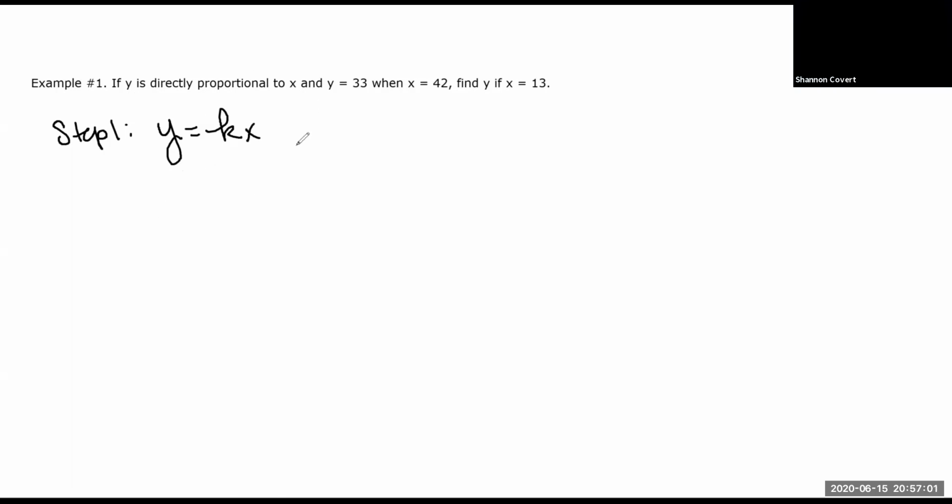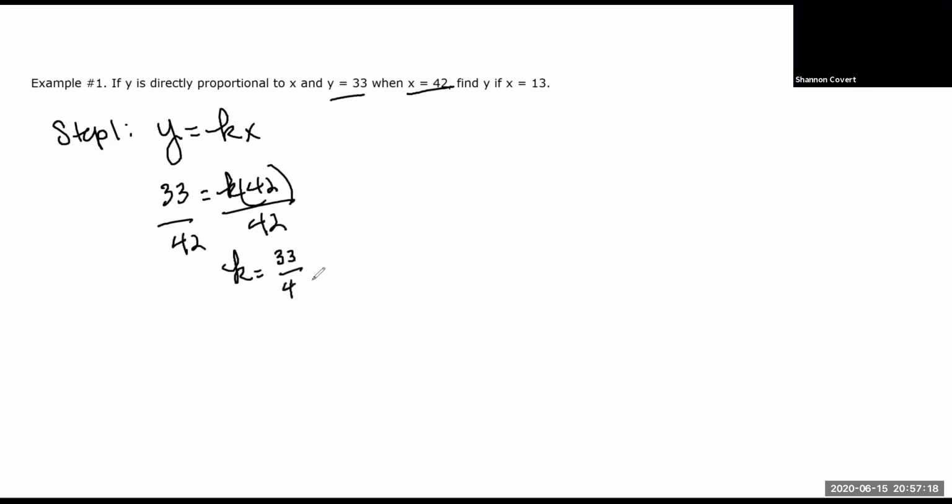Finding our value for k, we're going to plug 33 in for y, 42 in for x. Divide both sides by 42. K equals 33 over 42. If you would like to, you can reduce that if it's a fraction that can be reduced, or you can leave it as is. That is entirely up to you. 3 will go into both of those. 3 divides into 33 11 times. 3 divides into 42 14 times.